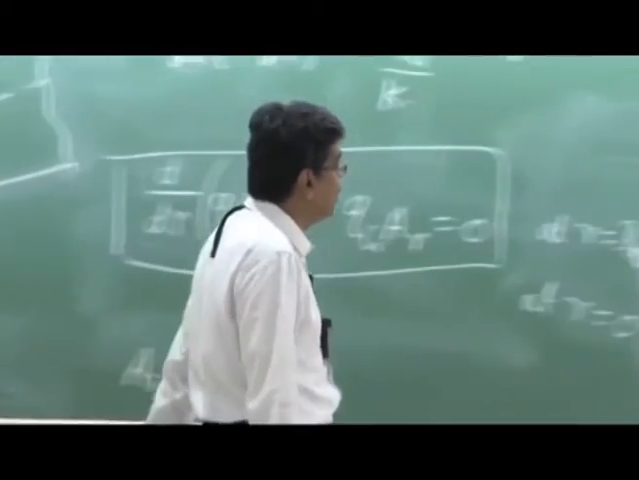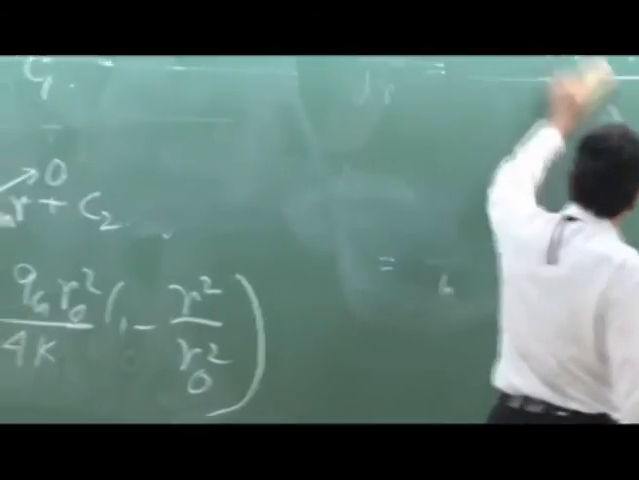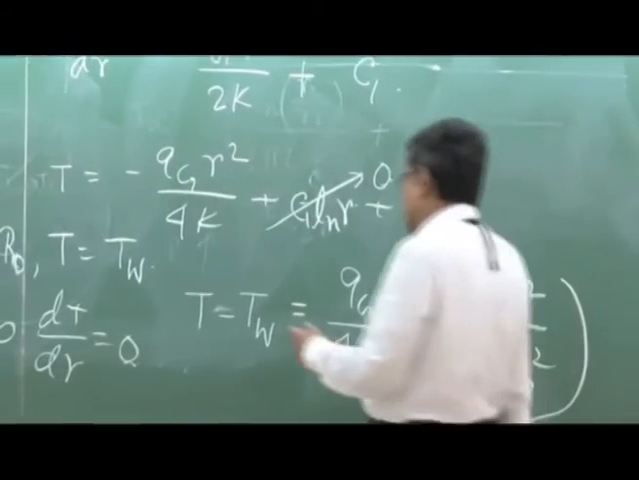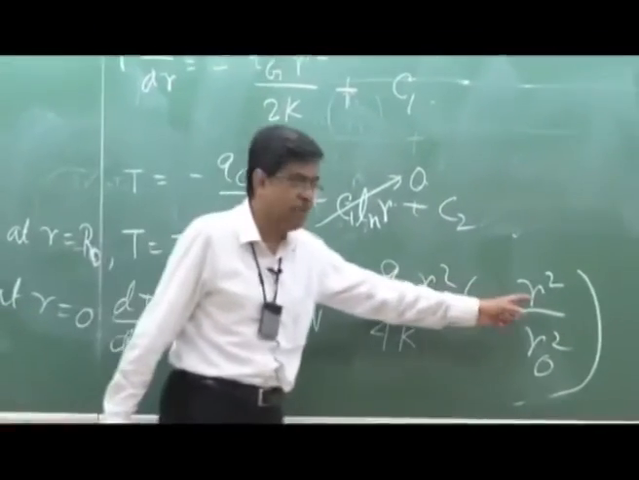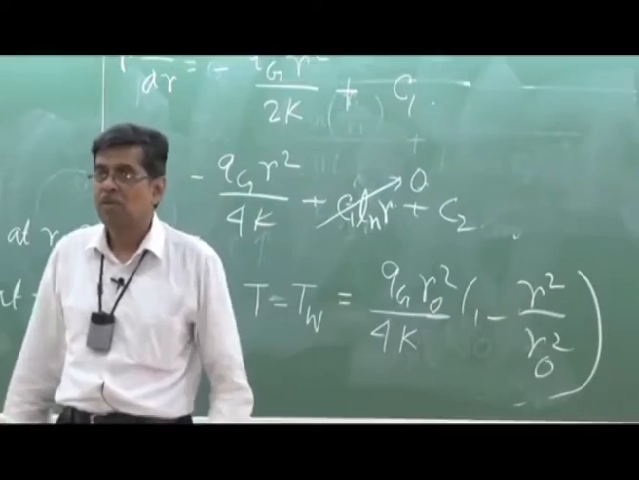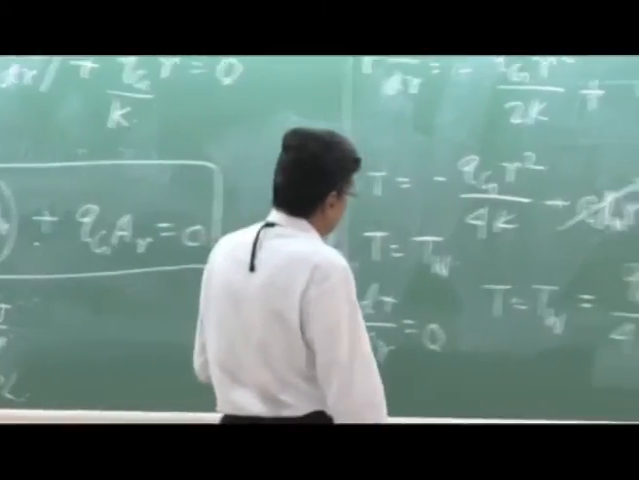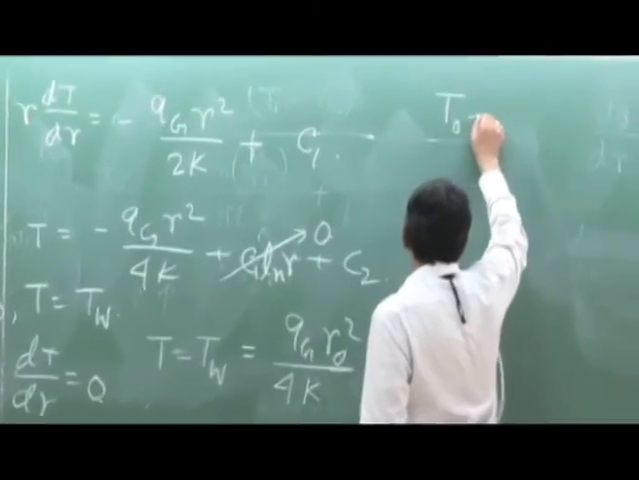Now where is the maximum temperature? This is very simple, that R is equal to 0 is the maximum temperature. You don't have to make this dT/dR zero, but dT/dR zero will tell you the same thing, that at R is equal to 0. Maximum value of R is R0. So therefore at R is equal to 0 this is the maximum temperature. That means T0 is the maximum temperature.